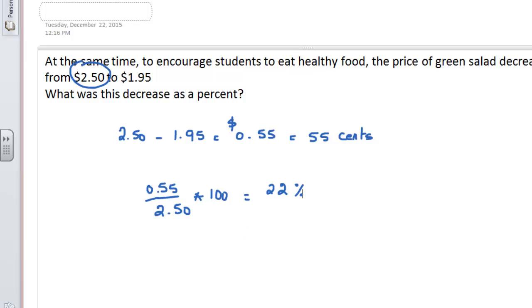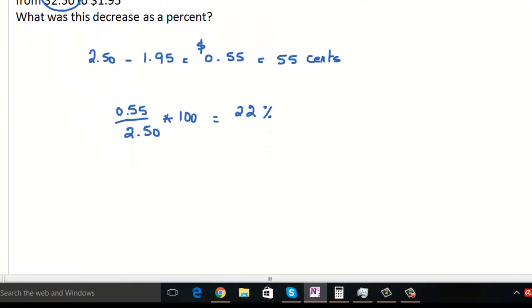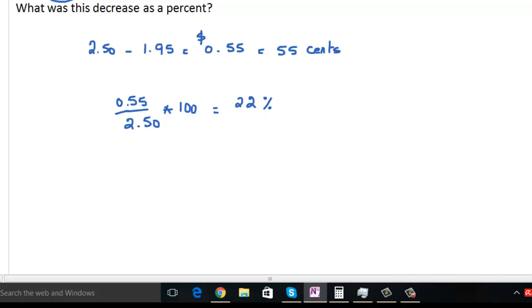Now I need to do verification, but be careful here, it's a decrease. So I need to find, if I decrease the $2.50 by 22%, it will give me $1.95. If it's right, that means my calculation was correct. So where is the original price? It's $2.50. If you remember, usually I multiply by something to give me the final answer. Here it's a decrease by 22%.